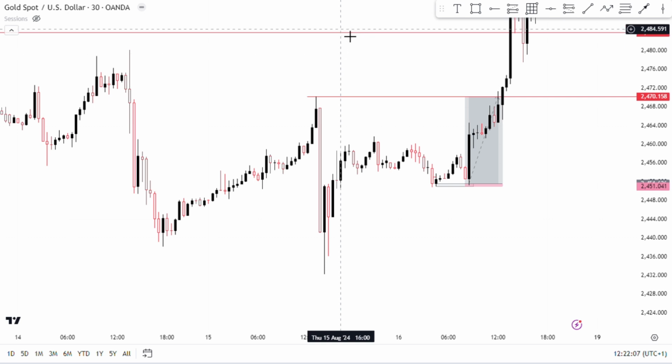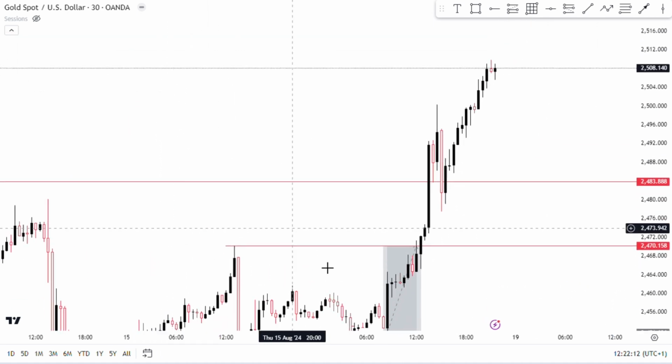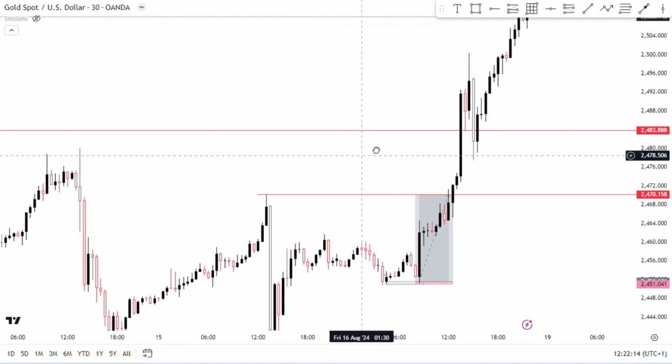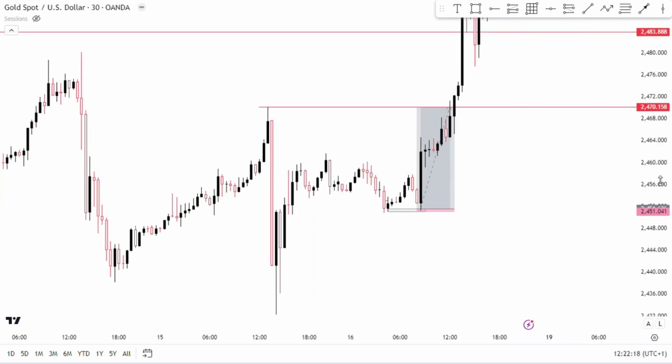So in this video I'm going to be doing a forecast. Where are we expecting price to start moving to next? Is it bullish direction or bearish direction? So we are going to be doing the analysis together. Okay, so let's just get into the video.